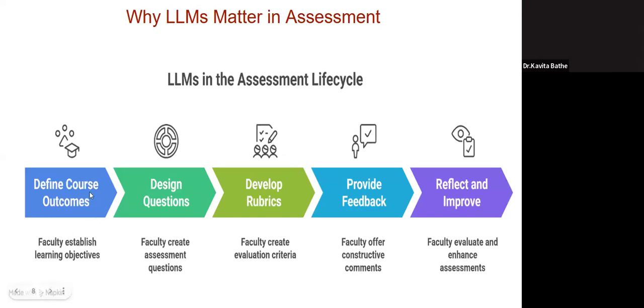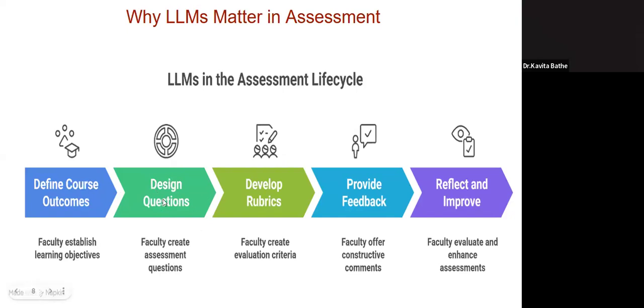The first thing is, faculty establish the learning objectives, and corresponding to the course objective, we define the course outcome. For example, let's say I'm teaching the deep learning subject. As a teacher, I have to establish the course objective, and corresponding to the course objective, I have to design the course outcome. So here we have to check how the large language model can help me in this case.